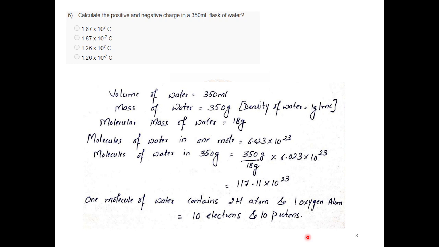Now this gram of CH4 means how many molecules of CH4? 6.023 into 10 to the power 23, right? Each molecule has that number. Then 6.023 into 10 into 1.6 into 10 to the minus 19 coulomb. So that is the value, right?